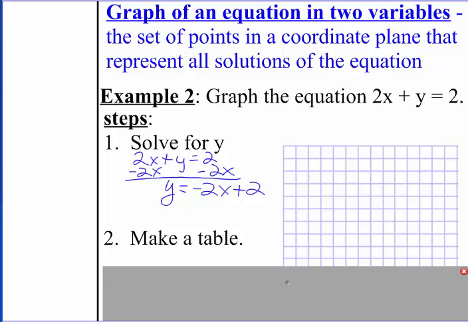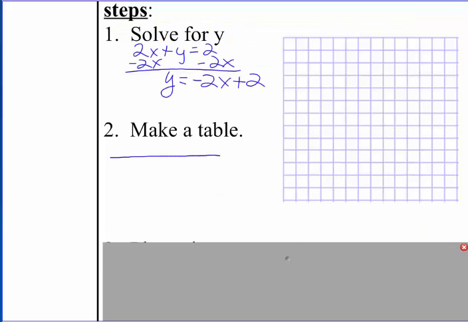Next thing we want to do is make a table. This is the same as what we did before. Now this time, because I did not give you a specified domain, you get to pick your domain. You should always pick negative numbers as well as positive numbers, and 0 is always a nice number to pick as well. So I'll do -2, -1, 0, 1, 2. These are the common ones that we use. We are going to plug them into the equation, -2x plus 2, so that we can find the corresponding y for each of these x's.